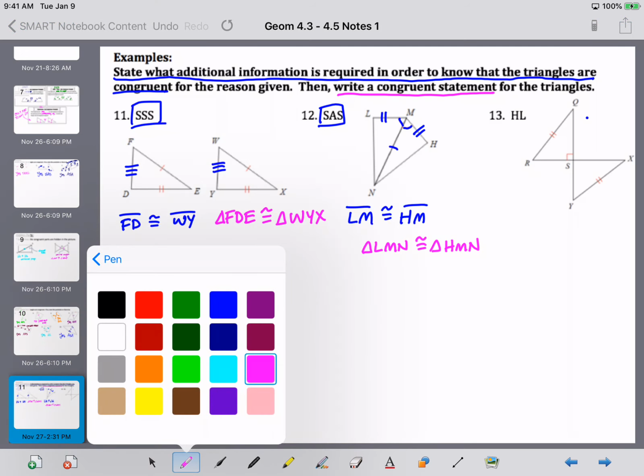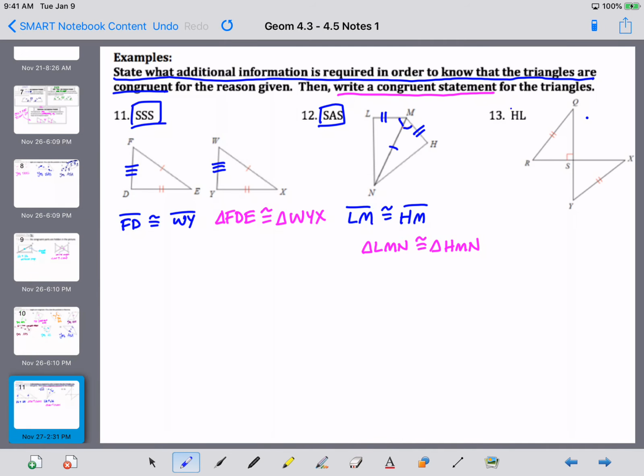All right, last example, we're going to use HL, hypotenuse leg. So in order for us to say these are congruent, I have the hypotenuse marked, but I would need to know one of the legs is congruent to the other. So it could be this and this. So I could say RS is congruent to YS, or I didn't have to do that. I could have just as easily said QS is congruent to XS.